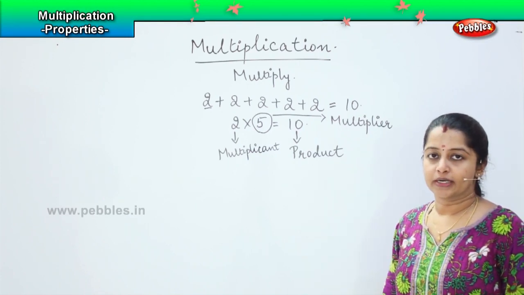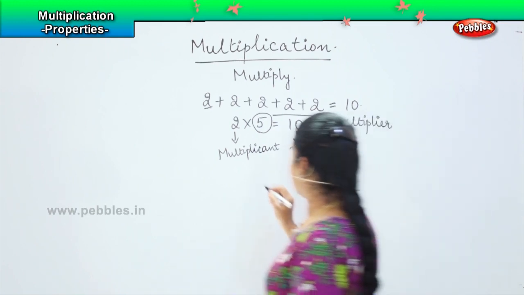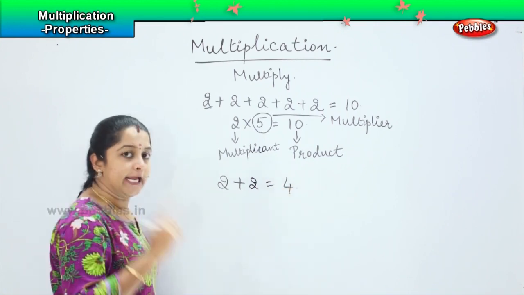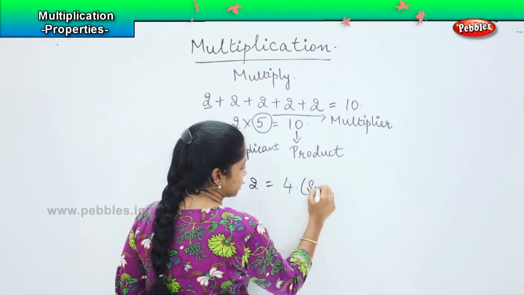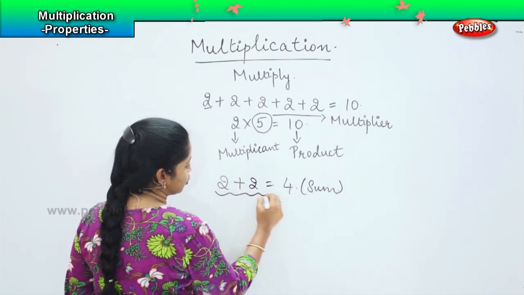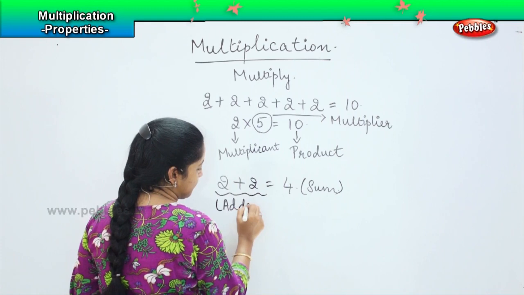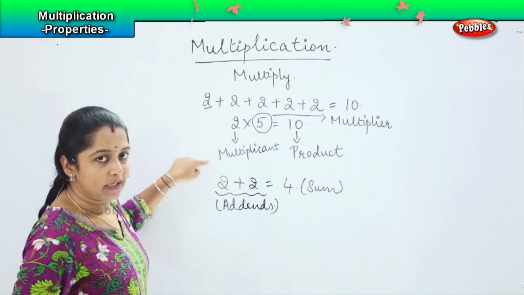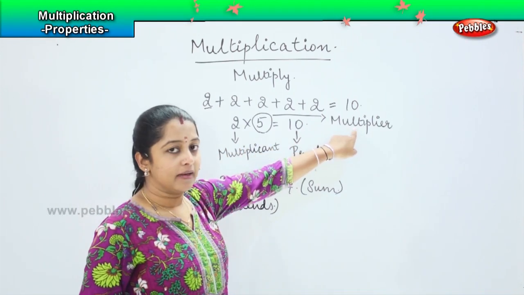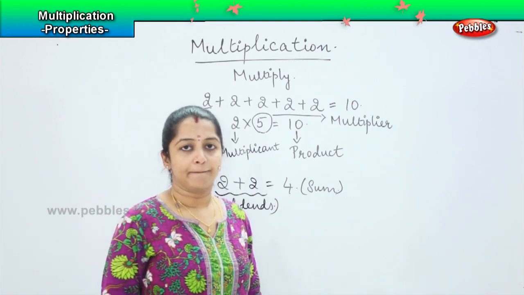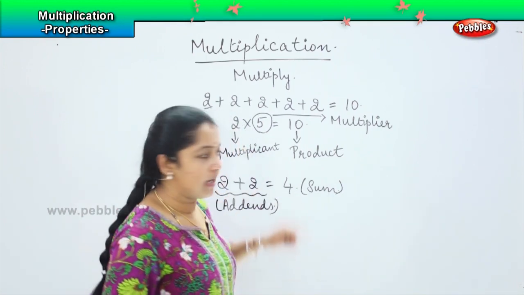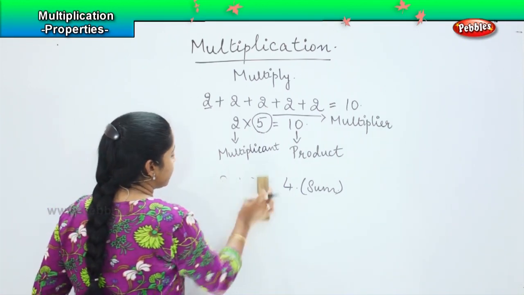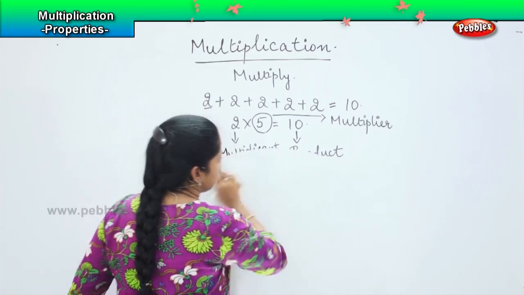In addition, if you remember the same thing, if we write 2 plus 2 equals 4, this was denoted as sum and these two were called addends. Whereas in multiplication, this is called multiplicand, this is called multiplier, and your answer is called your product. Clear, children? So, till here have you understood the basics of multiplication? Okay, fine.